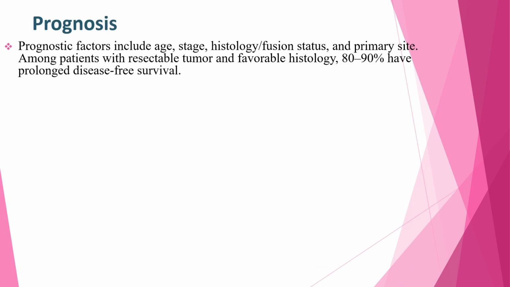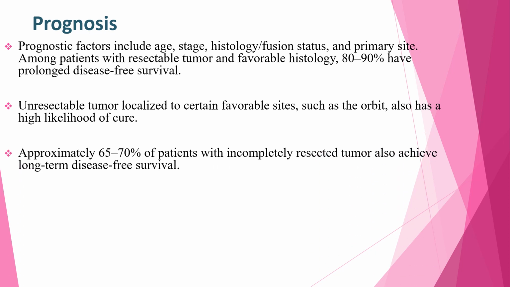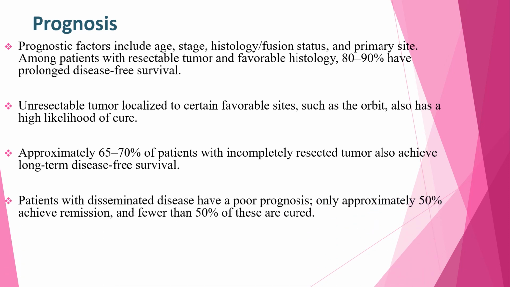Regarding prognosis, prognostic factors include age, stage, histology, and primary site. Among patients with resectable tumor and favorable histology, 80 to 90% have prolonged disease-free survival. A resectable tumor localized to certain favorable sites, such as the orbit, also has a high likelihood of cure. Approximately 65 to 70% of patients with incompletely resected tumor also achieve long-term disease-free survival.